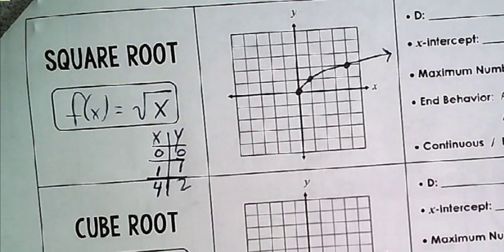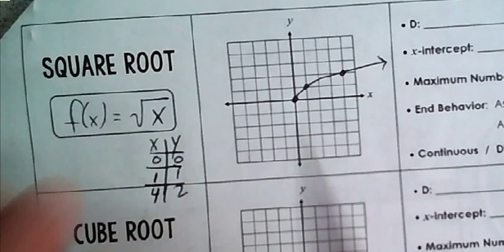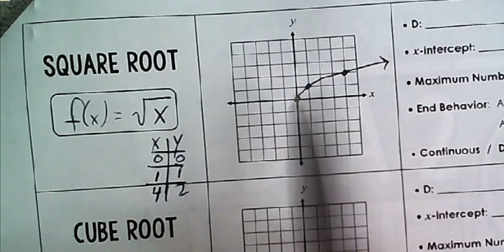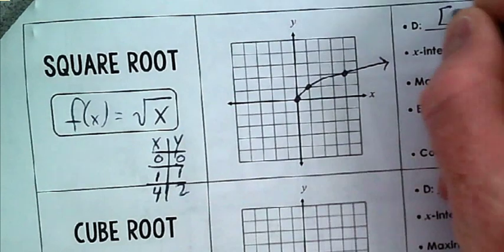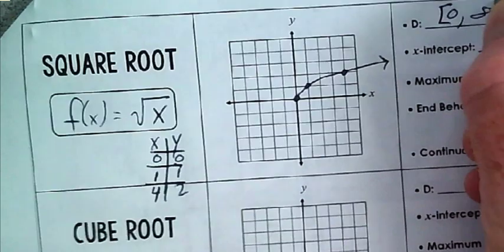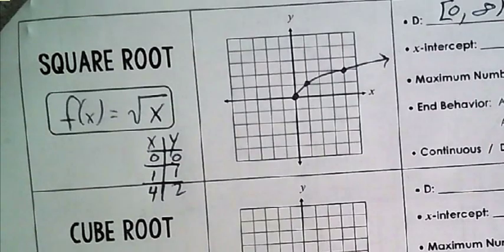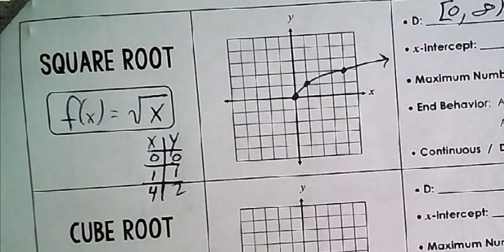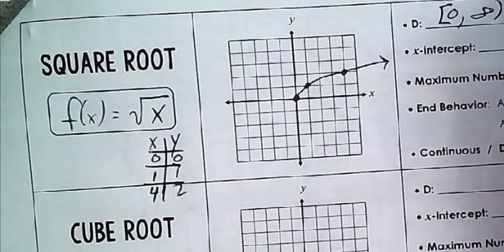It's just very slow. So the domain for this is not all real numbers, because where does the x value start? 0. So the domain is bracket 0 to infinity. Where does the y value start? 0. The range is bracket 0 to infinity.